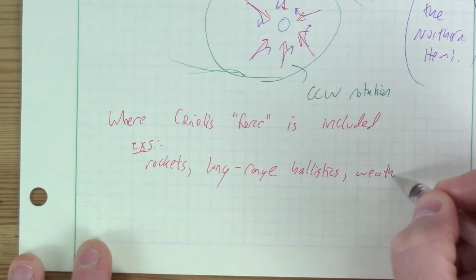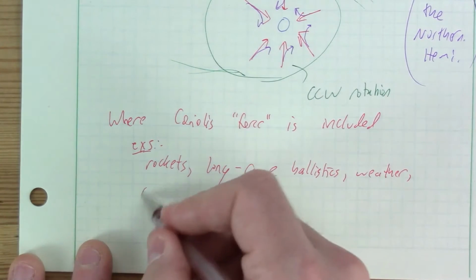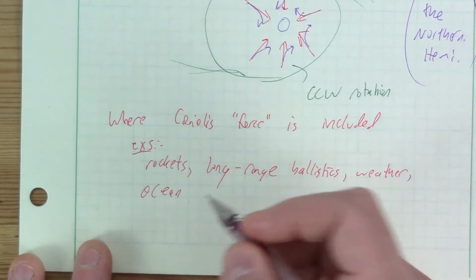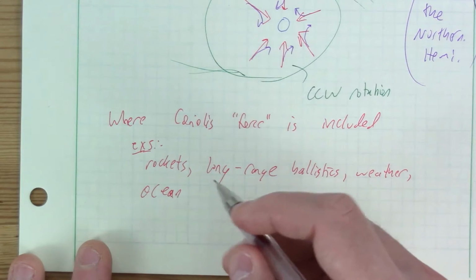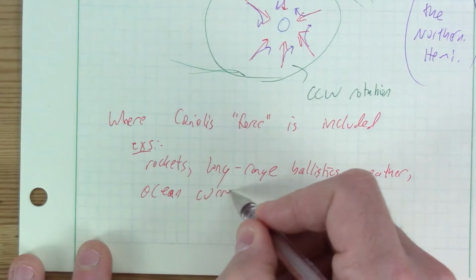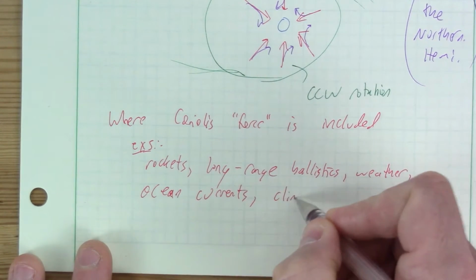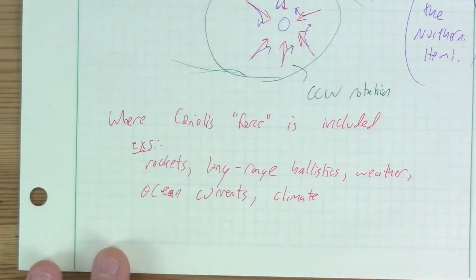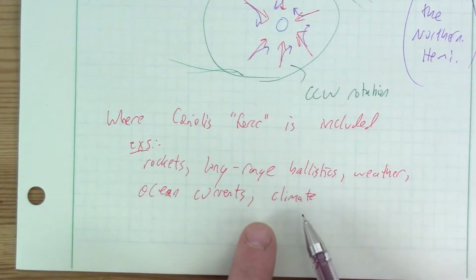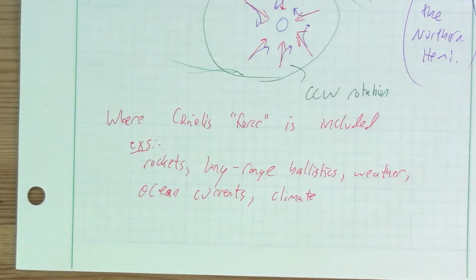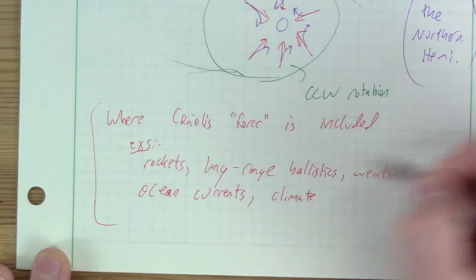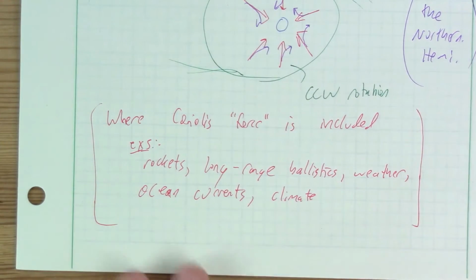Any weather analysis needs to consider this, like where storms are traveling, where big low pressure systems and high pressure systems are, ocean currents, any statements we ever make about climate, all of these things need to include it. So both the atmosphere and the ocean need to include the Coriolis force. Okay, so that wraps up chapter 17.